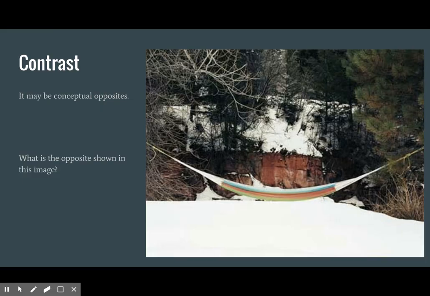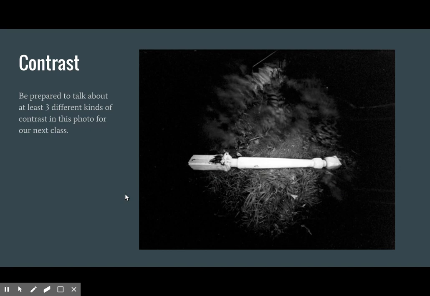So if we look here, take a look, try and figure out what it is. And maybe you thought, well, oh, a hammock is from the summer, the snow is from the winter. This is a summer-winter contrast. There's several other kinds of contrasts that appear in this photo as well. Look at this photo and think about the kinds of contrast we see. This is a table leg outside. Here's some grass and some plants and bushes over here. So think about this, and we will talk about this in our next class.